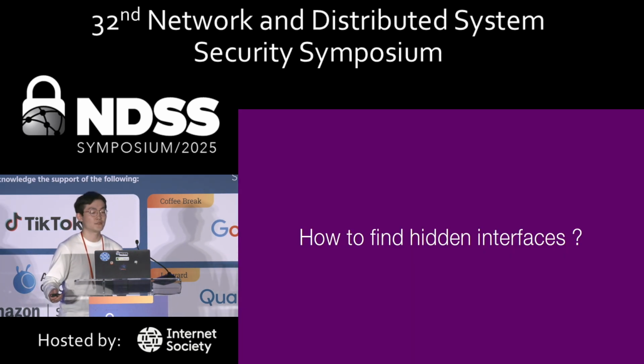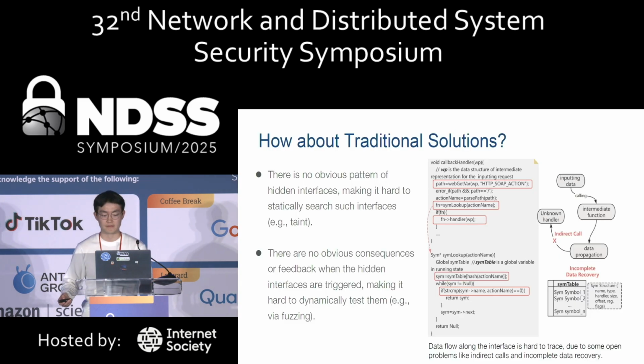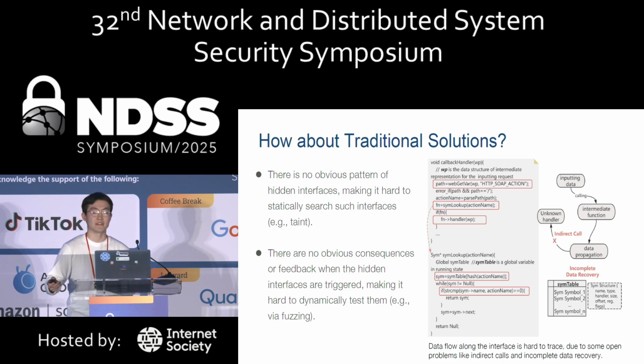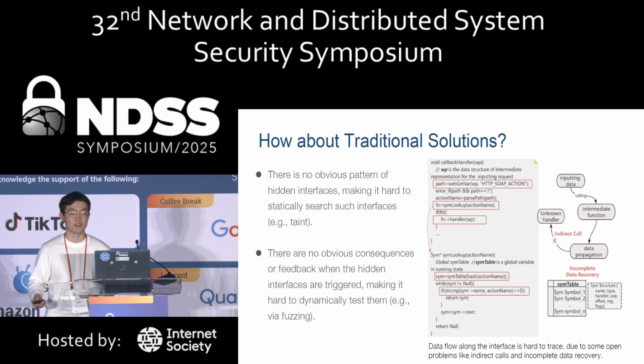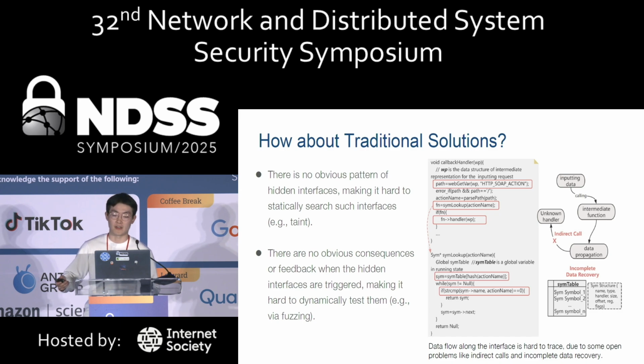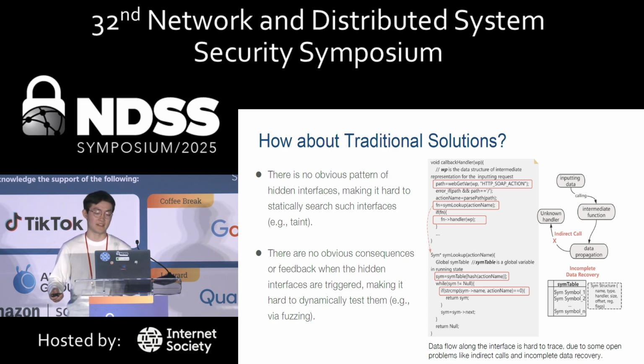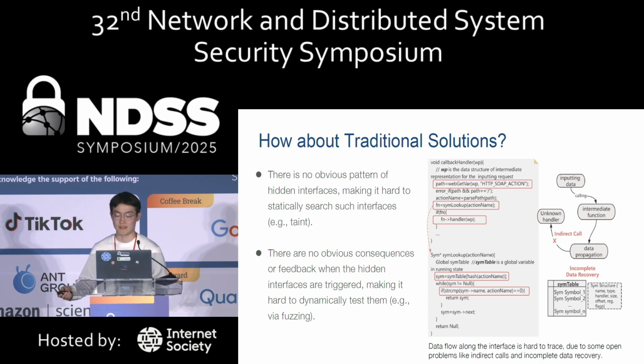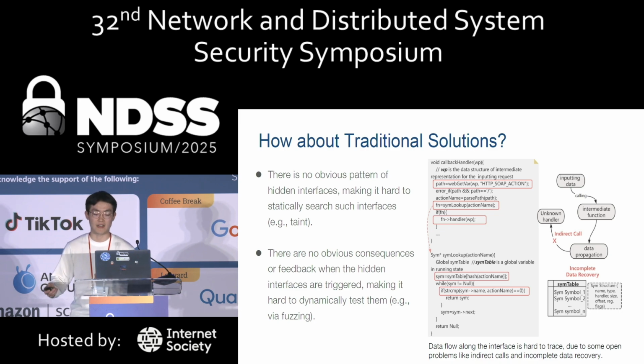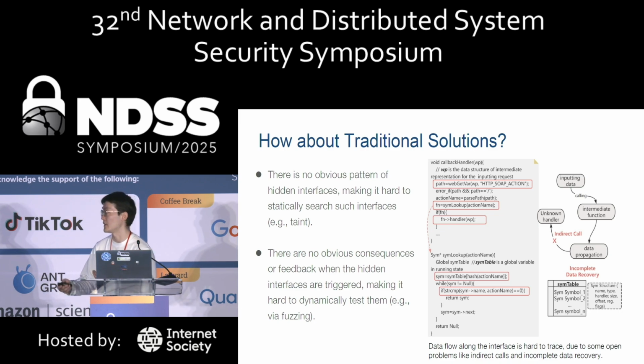So, how to find hidden web interfaces in IoT devices? Discovering hidden web interfaces is challenging for traditional bug-finding solutions because there is no clear pattern for static analysis, and triggering hidden interfaces provides no obvious feedback for dynamic testing. For example, fuzzing cannot target unknown interfaces, and taint analysis struggles to define sources or sinks related to hidden interfaces.